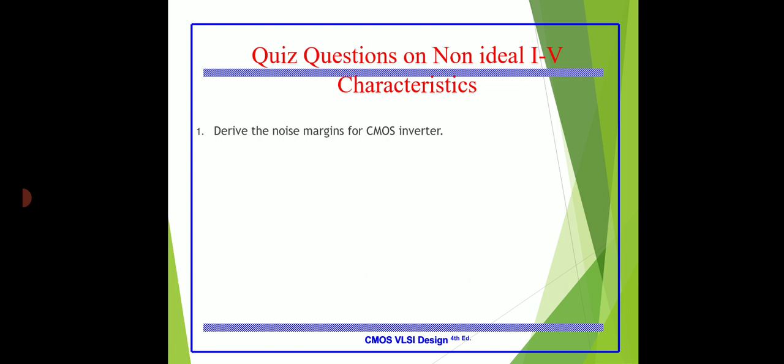Quiz questions on the non-ideal IV characteristics. Derive the noise margins for a CMOS inverter.